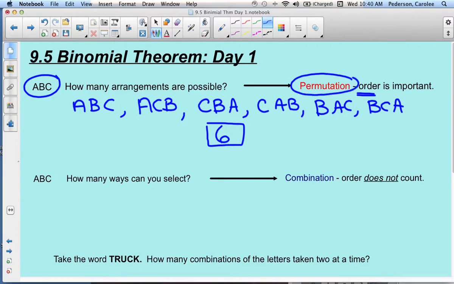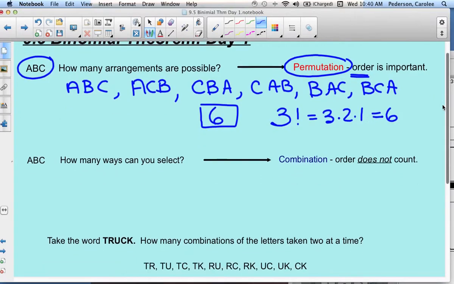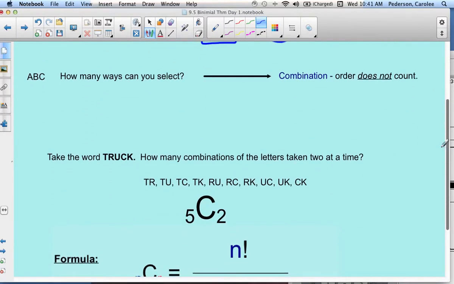We can also use factorials. If you have 3 letters, you can do 3 factorial, which is 3 times 2 times 1, which is 6. The second example here is what we call a combination, where order does not count. So how many ways can you select groups out of A and B?